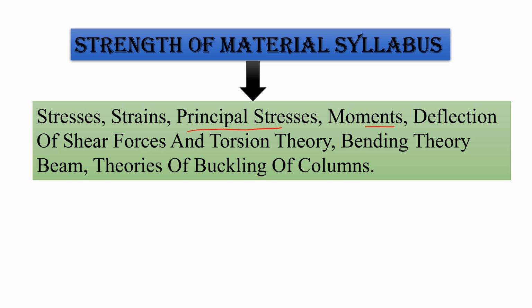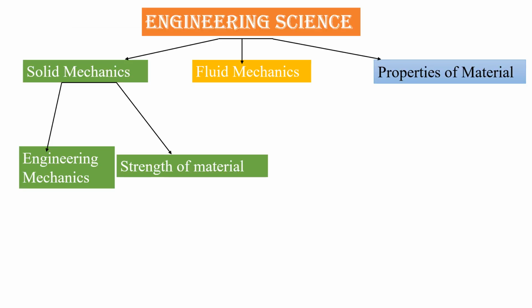Before starting strength of material, first we'll discuss what strength of material is. Strength of material comes from solid mechanics, and solid mechanics is a part of engineering science. Engineering science is the biggest part. Under engineering science, there are three parts: solid mechanics, fluid mechanics, and properties of material. For now, we will not discuss fluid mechanics and properties of materials here. We discuss just solid mechanics.